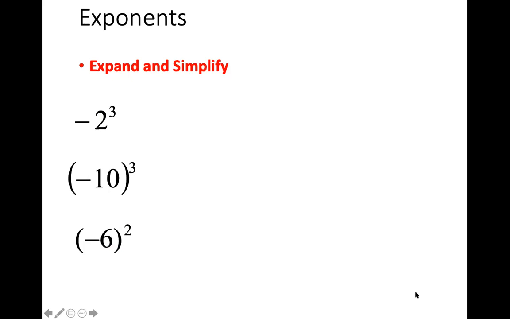It's -8. It is negative, right? And the final answer is -8. Why? Because there's a negative on the outside, no parentheses. 2 times 2 times 2 is 8. Attach a minus sign or a negative and you're done.